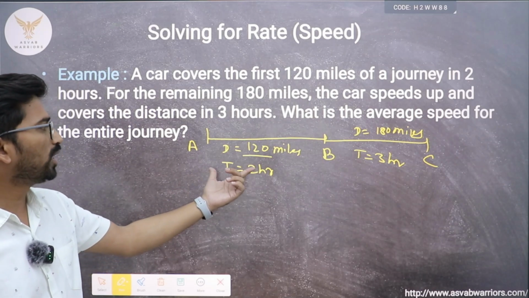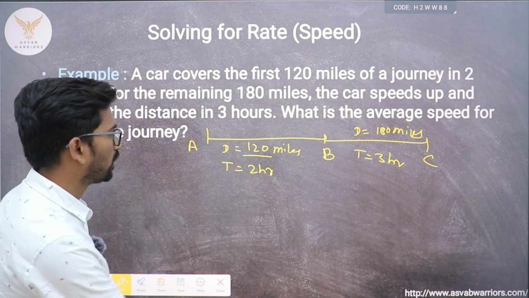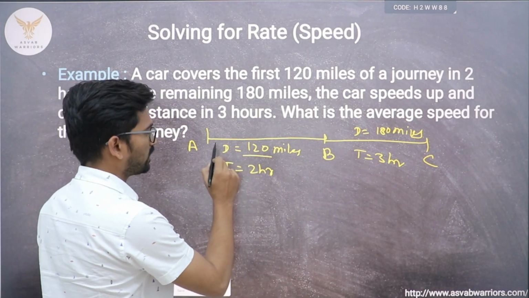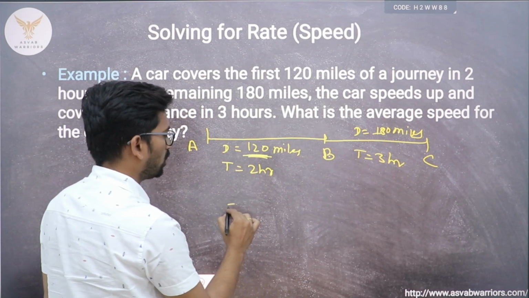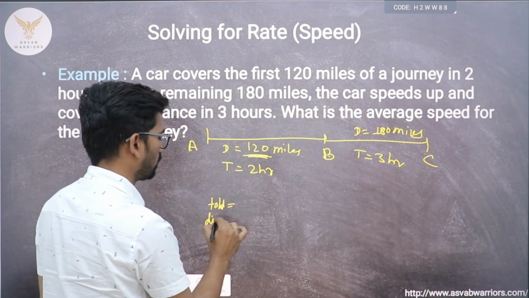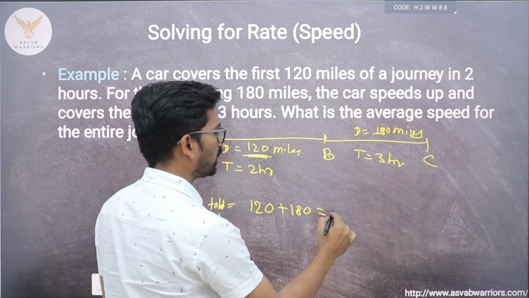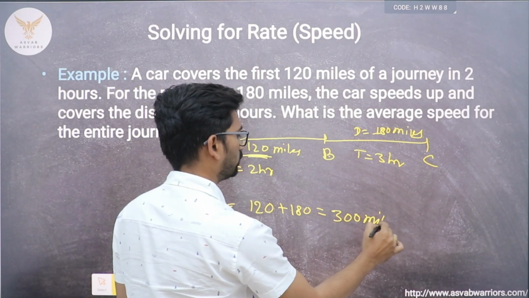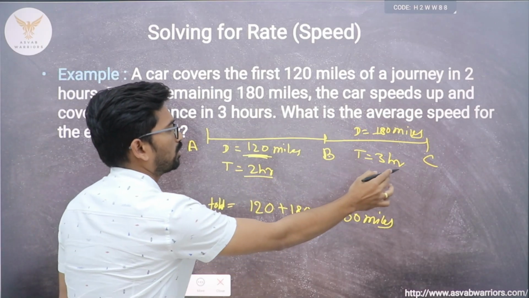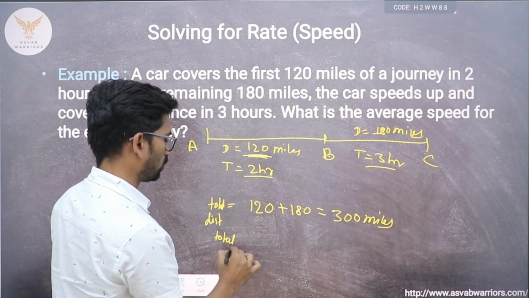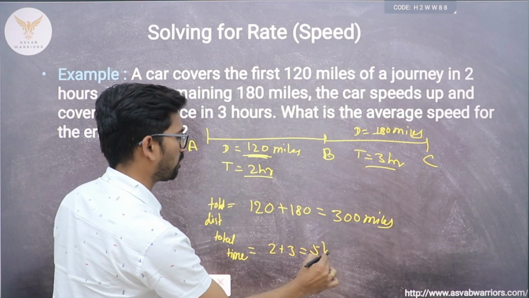First we will calculate the total distance and the total time taken to cover this distance. Here we know that from point A to B it is 120 miles and from point B to C it is 180 miles. So total distance will be 120 miles plus 180 miles, which equals 300 miles. And what is the total time taken? Total time taken is 2 hours plus 3 hours, so total time will be 2 plus 3 equals 5 hours.